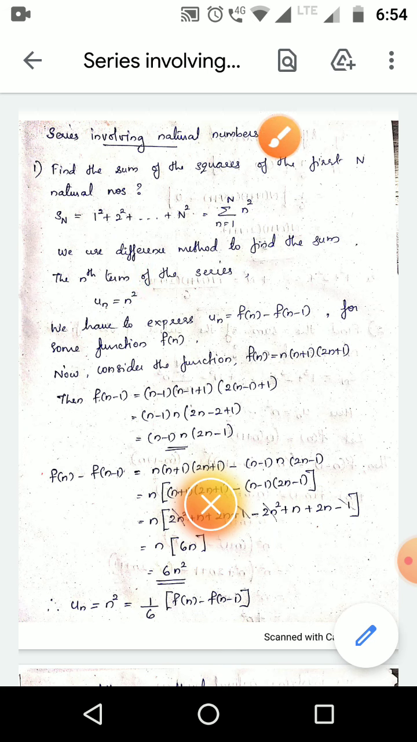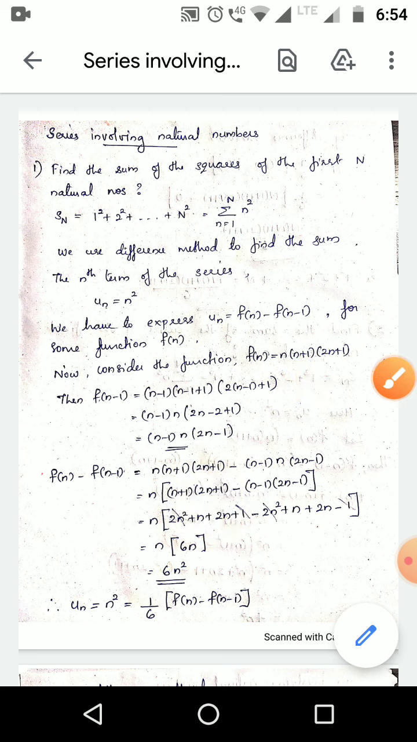In case of series involving natural numbers, we use the difference method. Here the nth term of the series is un equal to n square. And in the difference method, we have to express un as f of n minus f of n minus 1 for some function f of n. To do these problems, you should know the function f of n. Here we consider the function f of n as n into n plus 1.